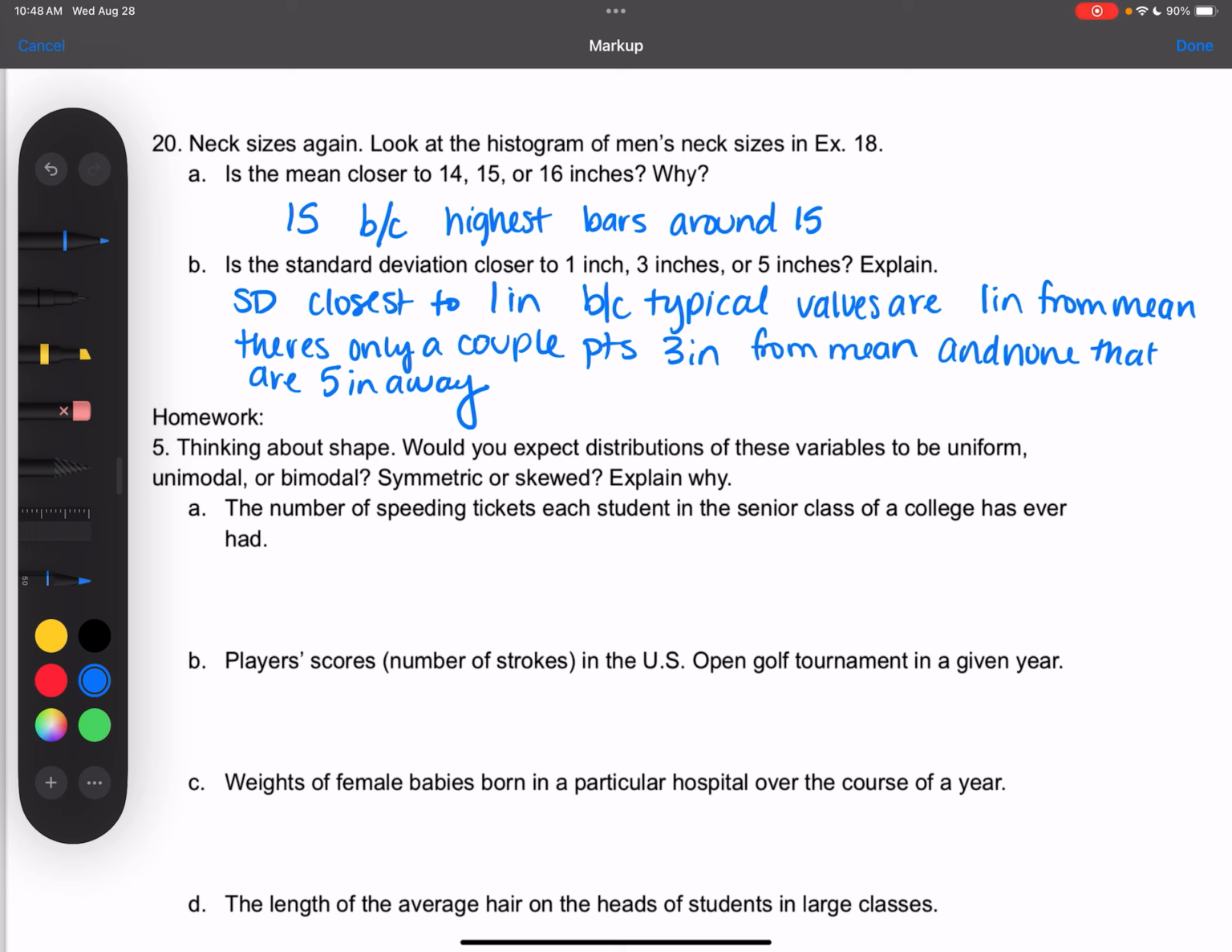And the main thing is you can't go 3 inches away over here. So there's no data there, so that doesn't make sense. So that's why for that one. So that's really what you're looking for.